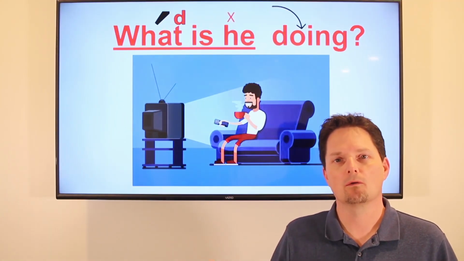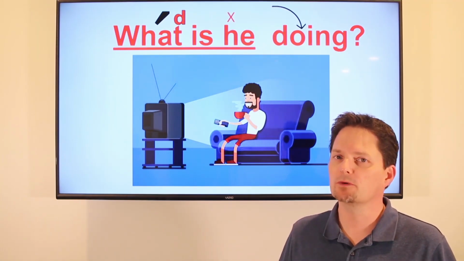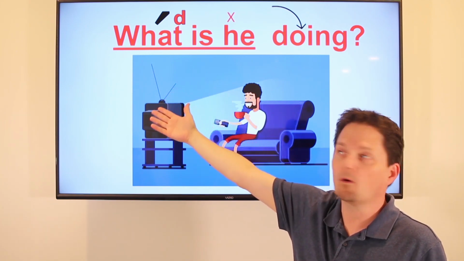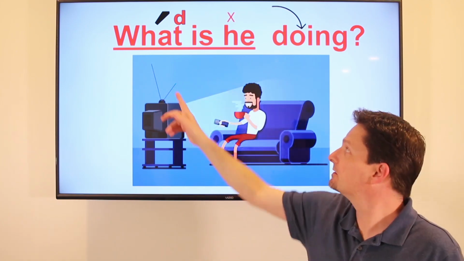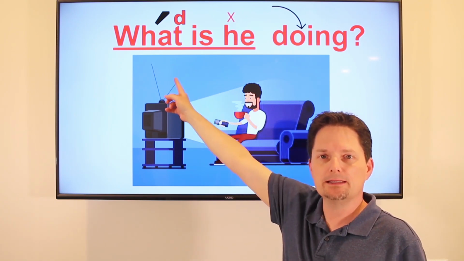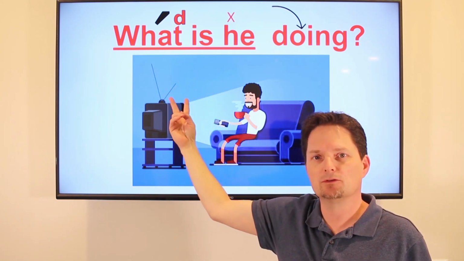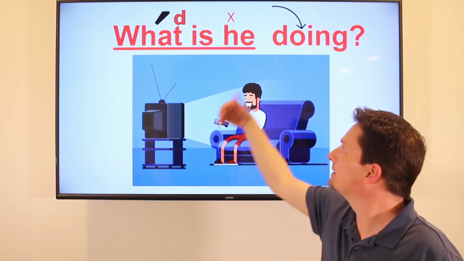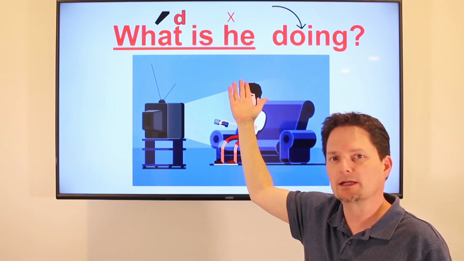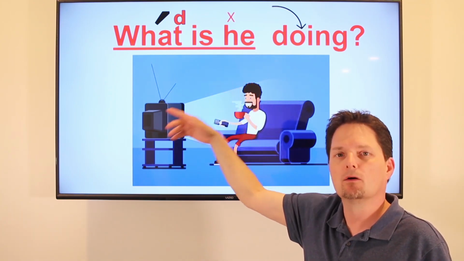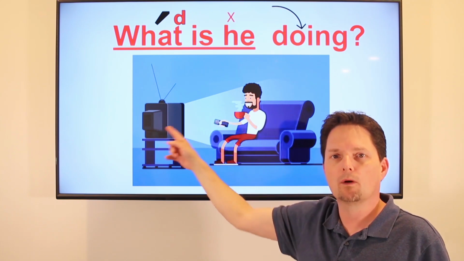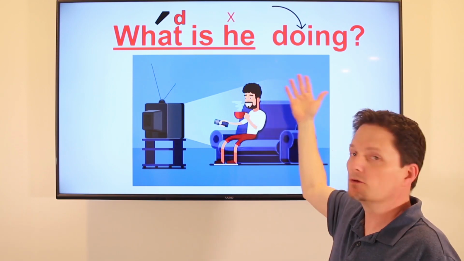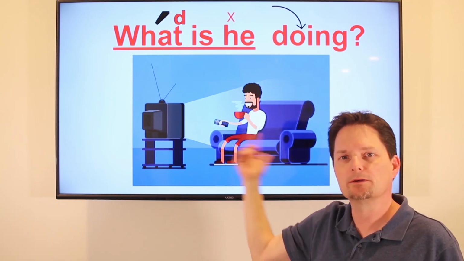Example, the question, what is he doing? We have two pronunciations. Here, there's no contraction, just every word. What is he doing? Pronunciation. What is? The T changes to a D because it's between two vowels. So it's "wuddis." "He" is not an important word, so it's not stressed, and the H is silent. What is he? What is he doing?